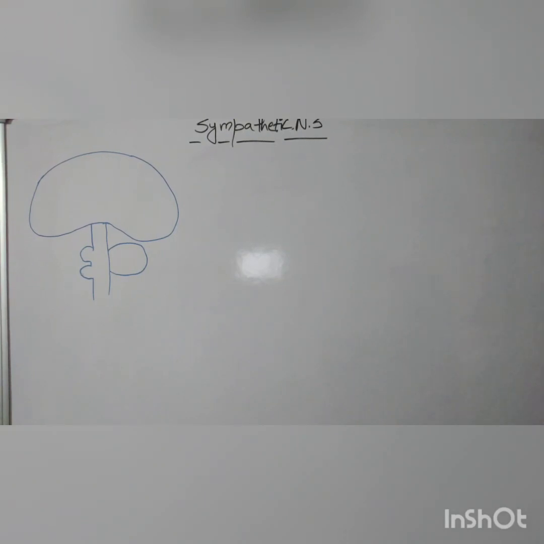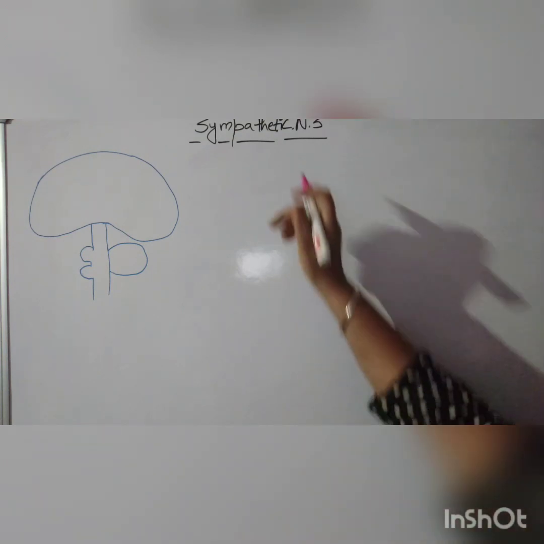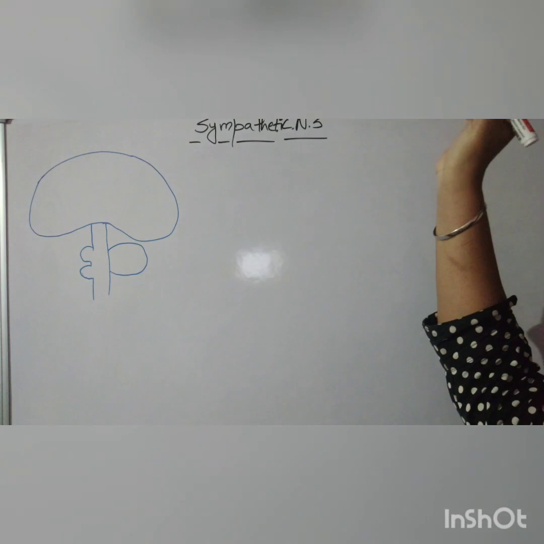Hello, we are studying the nervous system. In this series, we have completed the basic structure of the brain and lobes of the brain, the central nervous system, and the peripheral nervous system. We have seen the spinal nerves and cranial nerves, and today we are going to study the sympathetic nervous system.